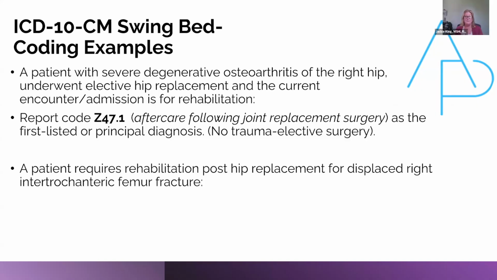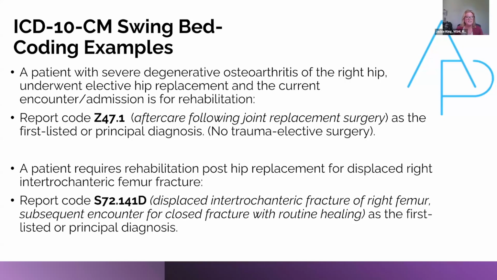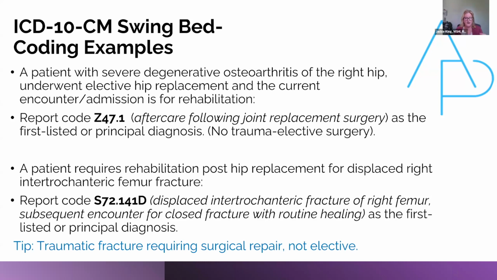Now a patient's getting that hip replaced for a displaced right intertrochanteric femur fracture. Now I'm going to report my injury code, S72.141D, displaced intertrochanteric fracture of the right femur with a D, subsequent encounter for closed fracture with routine healing, as my first listed. No, this was not an elective surgery. There was trauma. There was an injury.